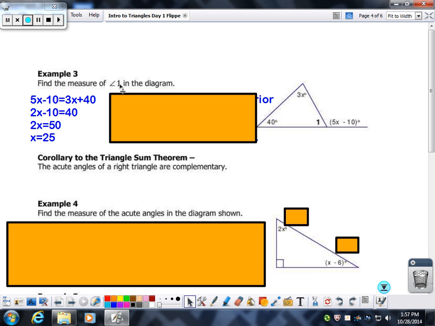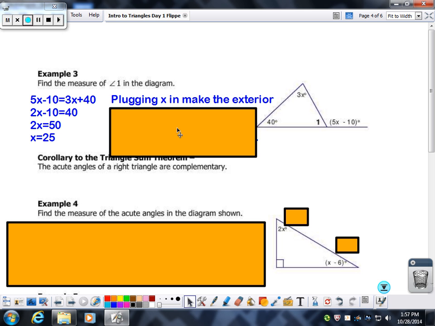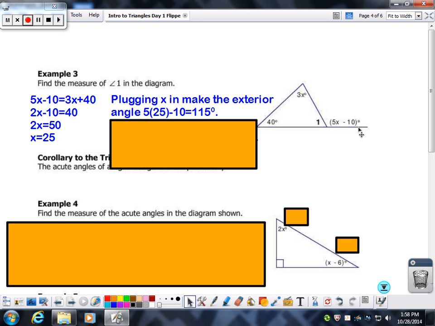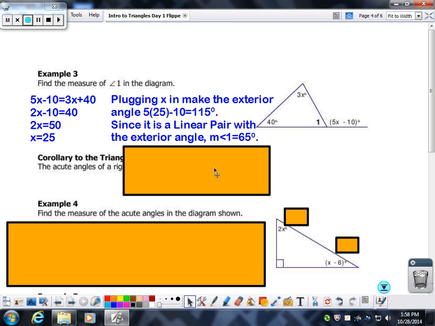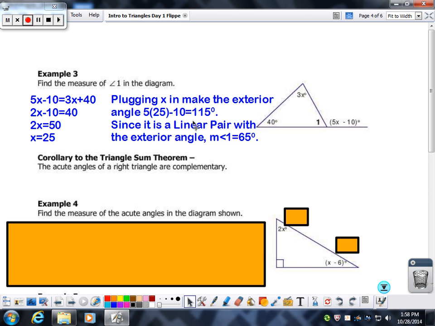That's great, but it asks us to find the measure of angle 1. So we have to plug x in to the exterior angle. So we have 5 times 25 minus 10, which is a 115 degree angle. Hopefully we know that this exterior angle and angle 1 are a linear pair, which means they're supplementary. So since those two are supplementary, I can just take 180, subtract 115, and that'll give me 65 degrees as the measure of angle 1. I also could have plugged the 25 in for the 3x and done 3x plus 40, or 3 times 25, which is 75, plus 40 plus the measure of angle 1 equals 180.